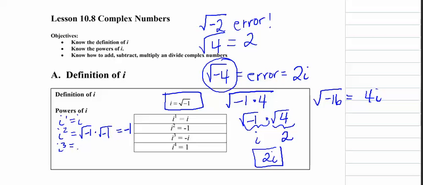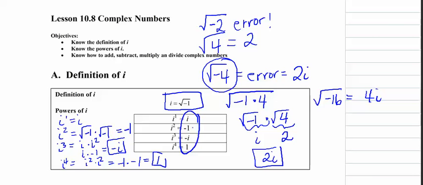i cubed can be rewritten as i times i squared. We've already defined above that i squared is -1, so we're doing i times -1, which equals -i. i to the fourth power, we can split that up as an i squared times an i squared. That's not the only way to do it, but this is really helpful. i squared is -1 times -1, so we get +1. So we have this list of values: i, -1, -i, 1.